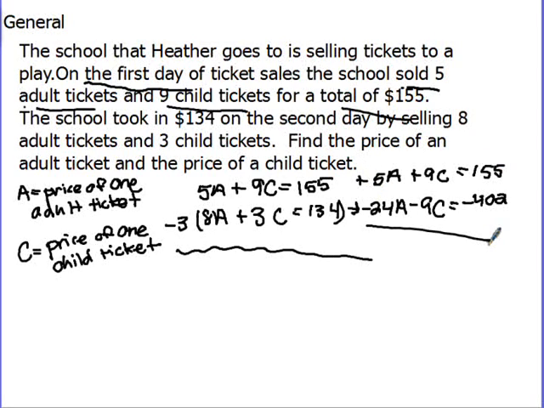What would 5A minus 24A be? Negative 19A. My C's will cancel, and then 155 minus 402 would be negative 247. Divide by negative 19. So what would be the price of one adult ticket? $13.